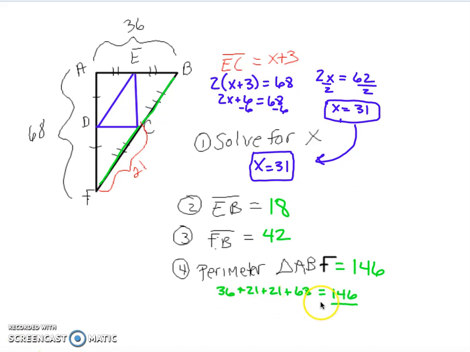So down here, I just wrote down how we solved for that again. So we had 36 plus 21 plus 21, which came from here, plus your 68, and all together for our perimeter, that equals 146.